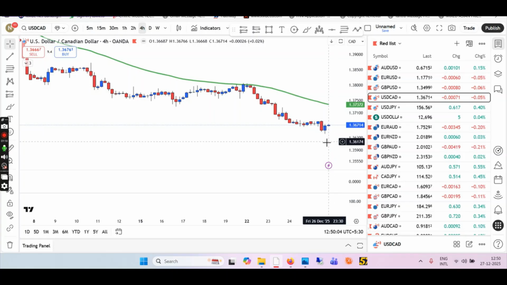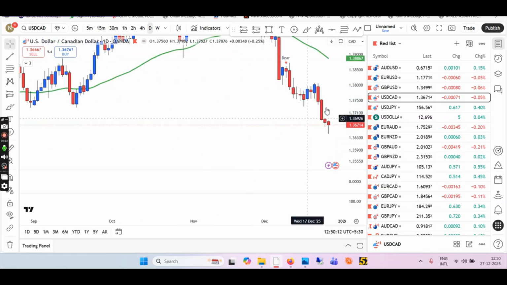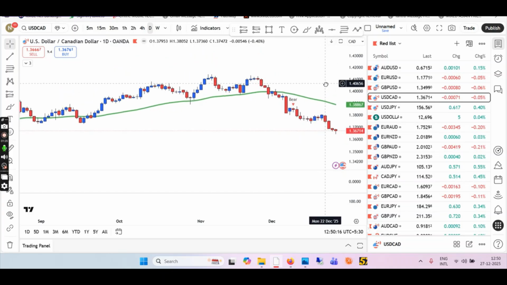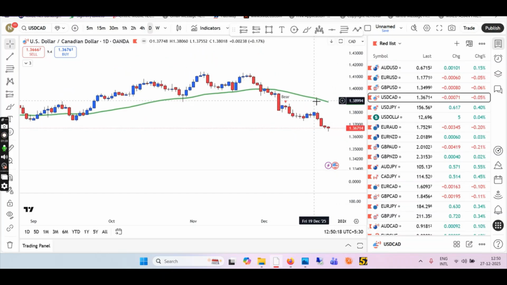So as per the structure, we are in the downtrend. As you can see in all time frames, this is below the EMA. Daily is also below the EMA, and weekly you have seen as well. So by textbook, look for shorts after the pullback in 4 hours.